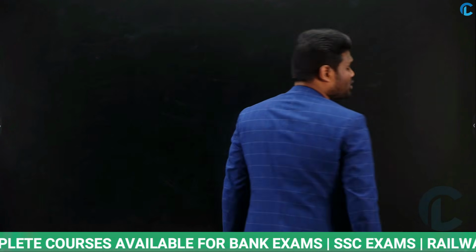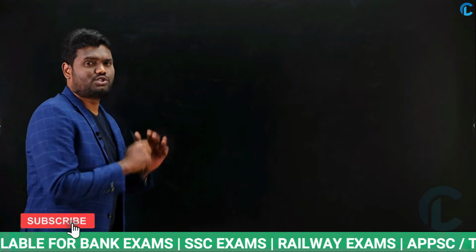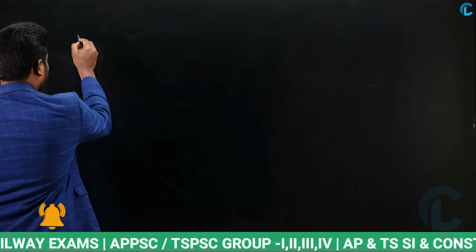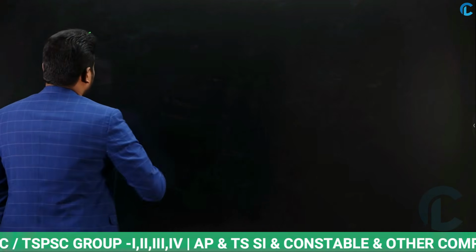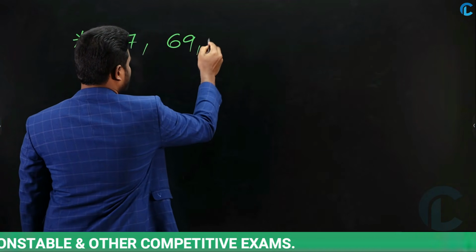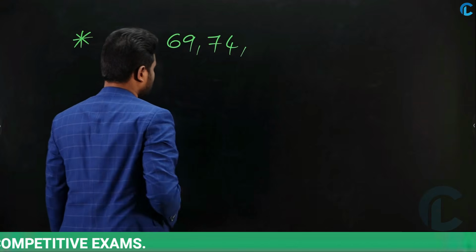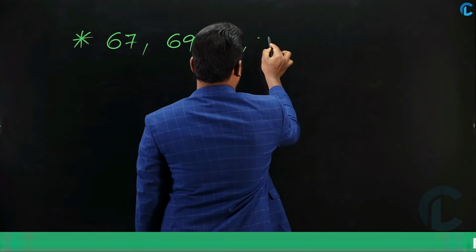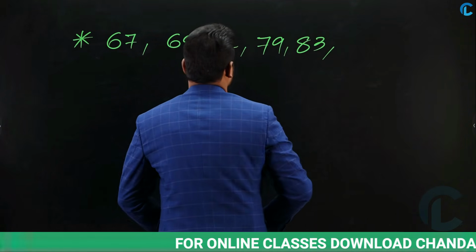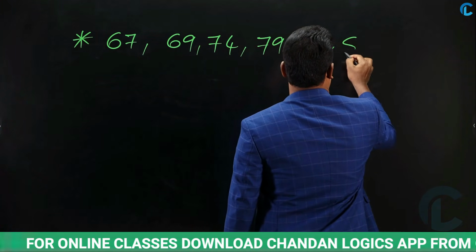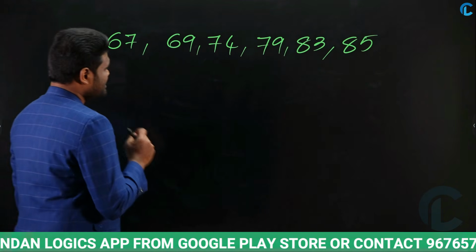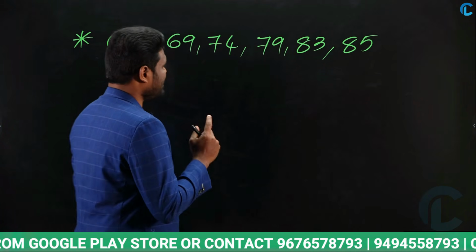Okay. I will discuss one more simple example and then the introduction is going to be completed. One more simple example. You try this and tell me what the average is for these numbers. Let us say the numbers are 67, 69, 74, 79, 83 and 85. So calculate the average for these numbers.